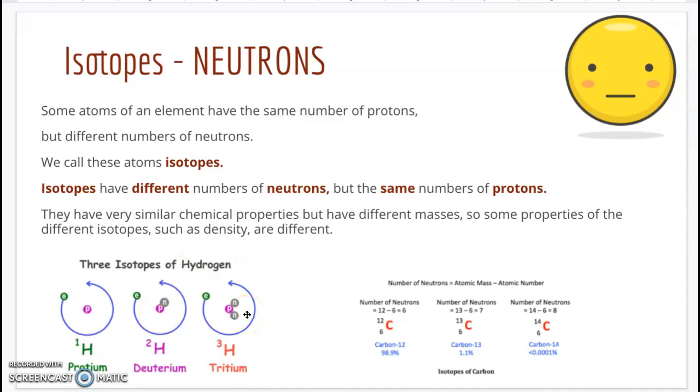So for example, we've got our hydrogens over here. Notice they all have 1 proton, which is what gives them the identity of hydrogen, but they have different numbers of neutrons.